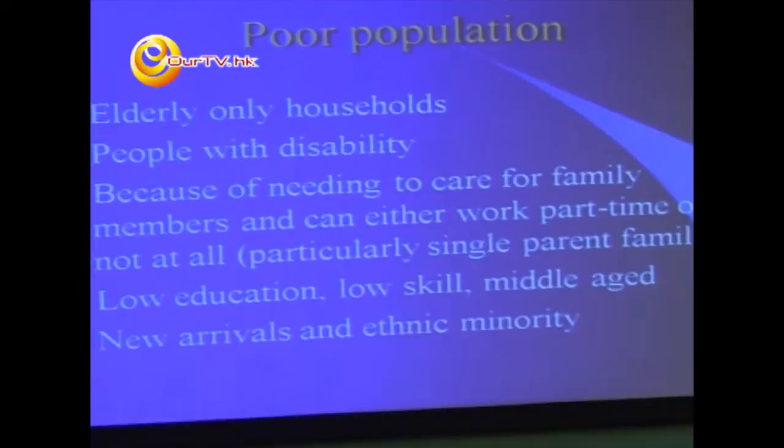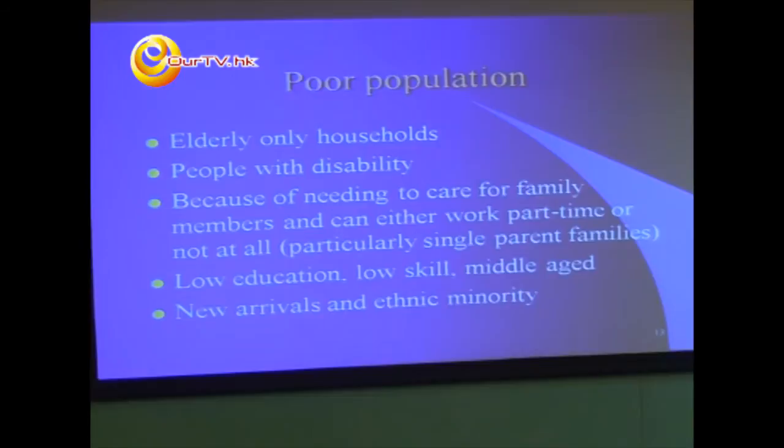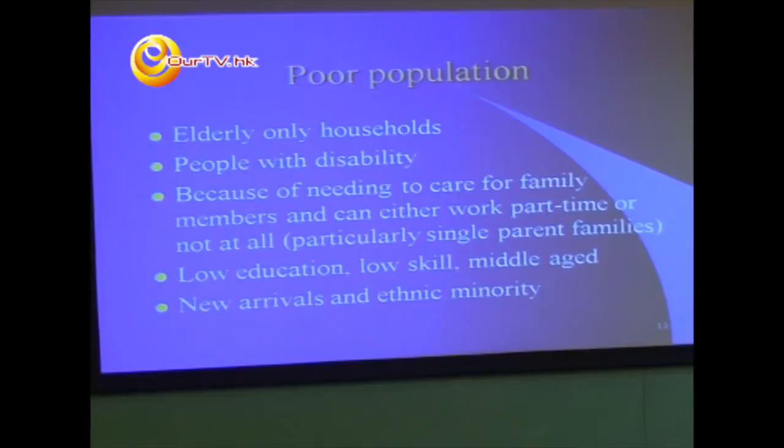We know the poor population includes elderly households and people with disabilities, who because of caring roles have to leave the labor market, and so have lower income, low education and low skill. Middle-aged people, aged 45 or above, probably only had 6 years of compulsory education. Those 45 or below have 9 years. Now it's 12 years. Then there are new arrivals and ethnic minorities.